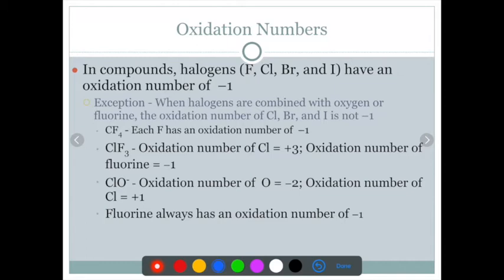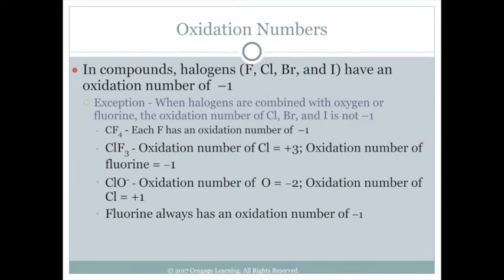Okay, and then Cl-, we have oxygen. Oxygen's oxidation number is -2. That changes too, but in this example, it's -2. So that means chlorine will have a +1. So fluorine, always -1. The other halogens are -1 unless they're paired with oxygen and fluorine.